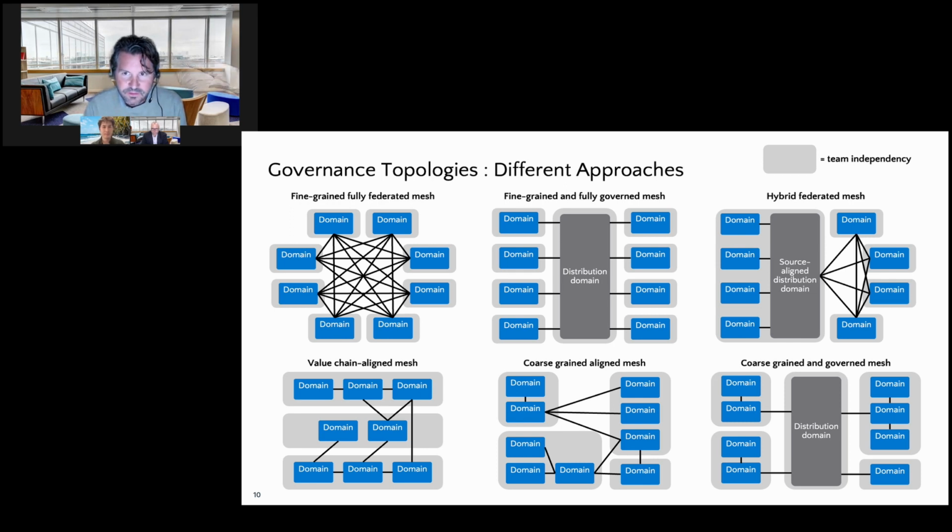Sometimes I also see what I call quite coarse-grained aligned meshes, where organizations take the organizational boundary as the starting point for a domain, and they group together a quite large number of systems and applications. Within this boundary, they manage the data as a whole. The big drawback I see with this model is the risk again of creating large monoliths. So this model, I would say, stands furthest away from an actual true data mesh.